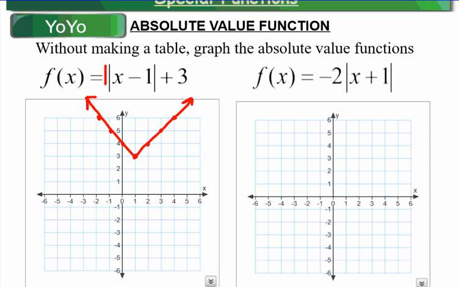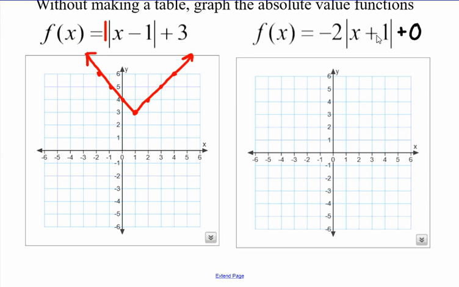Second one, I know this is going to go left 1 and up or down 0. There's no such thing as a negative, but you could think about it like that. So left 1 and then up 0 will be right there.